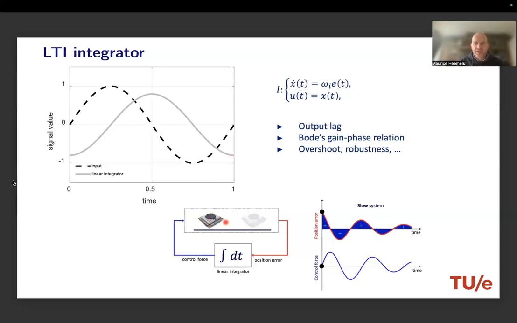So suppose this is a device, the motion stage, and we have to move, let's say, a mass or a wafer stage to a certain desired position very fast. And there's an integrator in the loop, right? So what is the integrator doing? This is what you see over here.